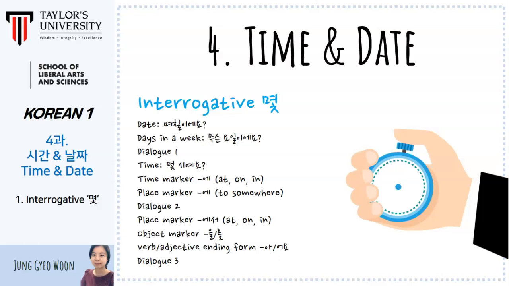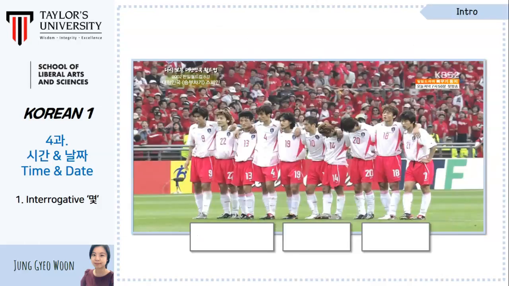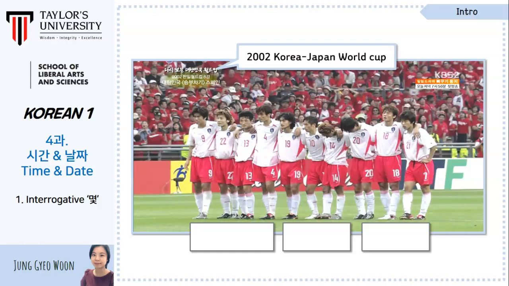몇 is used in questions. For example, how many people or what time. Here we have an example taken from the 2002 Korea and Japan World Cup. Now these 아저씨 or 남자 are 축구 선수예요. 이 사람들은 축구 선수예요. 축구 is soccer. I think it's the most popular sport in Korea. 선수 is the player, sports player.